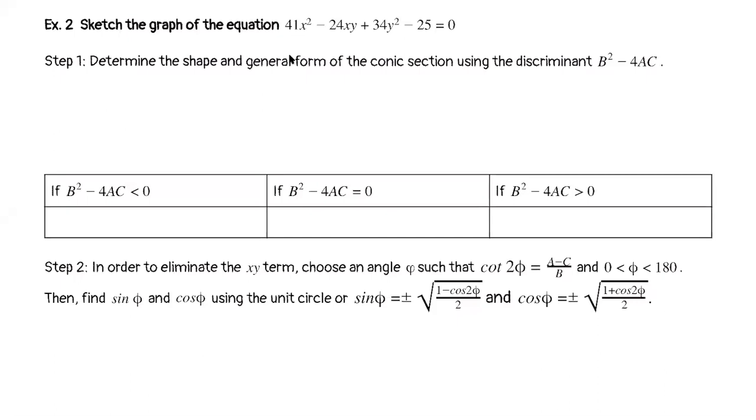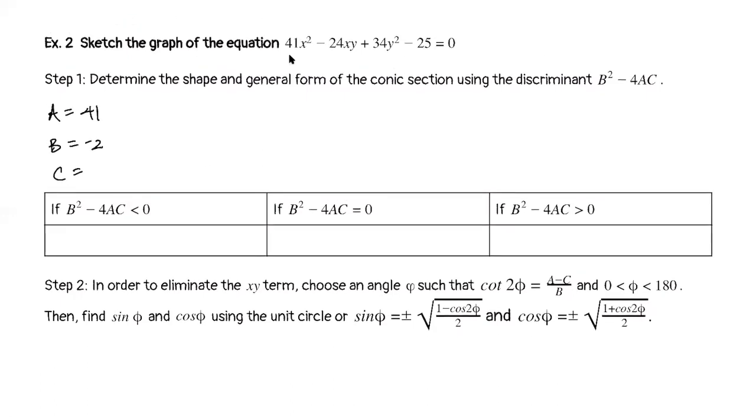Since this is our first time through the problem, let's write out what our A, B, and C are. A in this case is 41 because it is the coefficient of the x squared. B is negative 24 because that is the coefficient of the xy term. And C is a positive 34 because that is the coefficient of the y squared term. What is D in this case? Like D as in dog. 0. D is 0. E is 0. And F is negative 25.